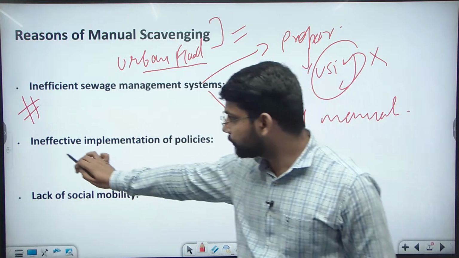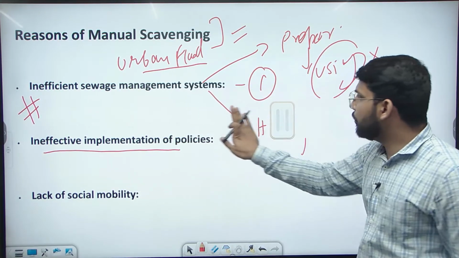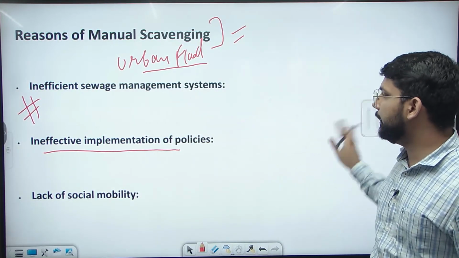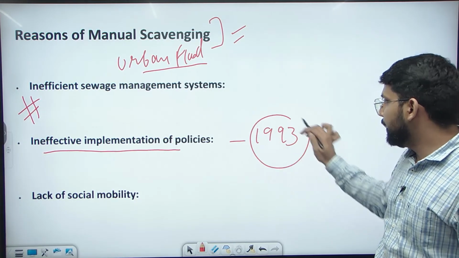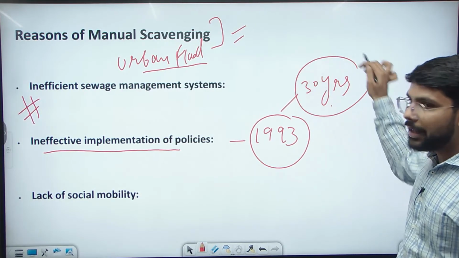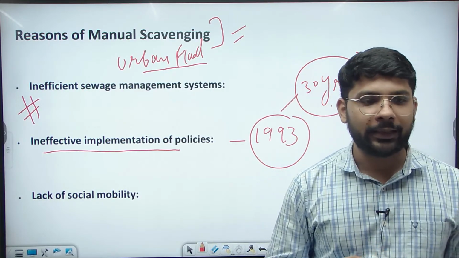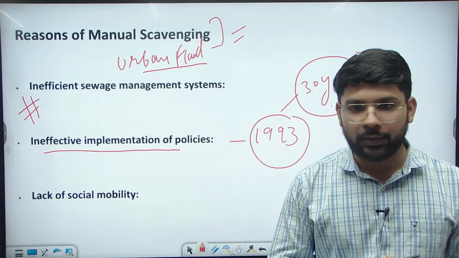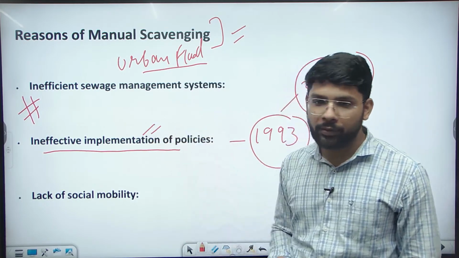Second, ineffective implementation of the policy. You can give a clear example: even after the formation of the Act in 1993, it's been 30 years now. Even in the last year, there were more than 200 deaths from manual scavenging. And the government is claiming we eliminated manual scavenging from the country. So you can mention these data here: the ineffective implementation of the policy.